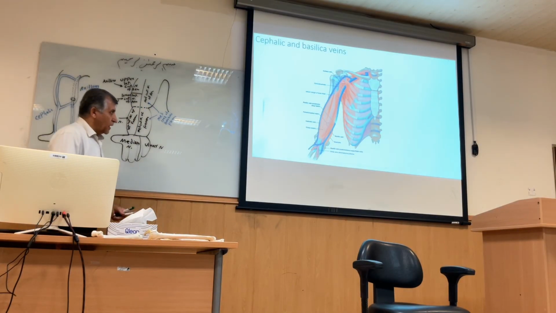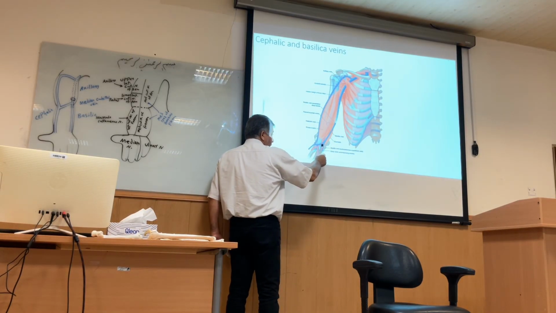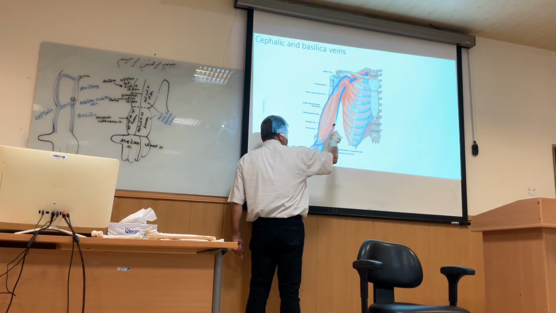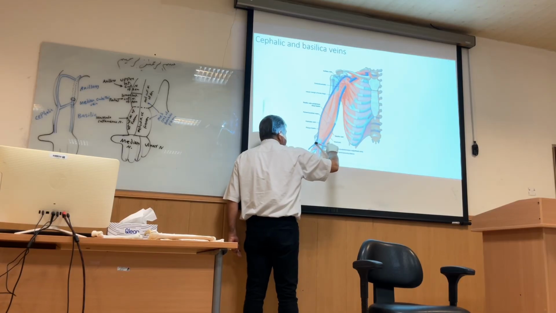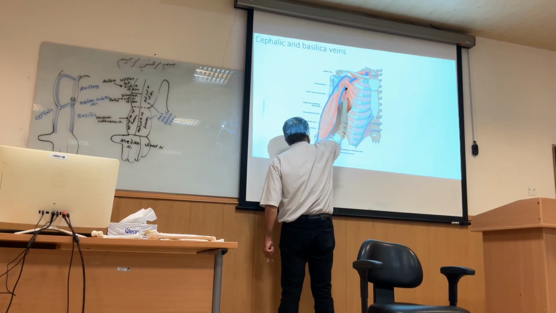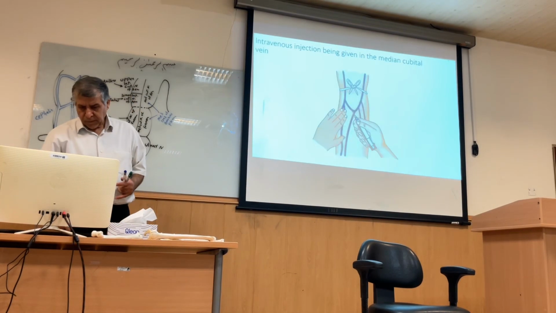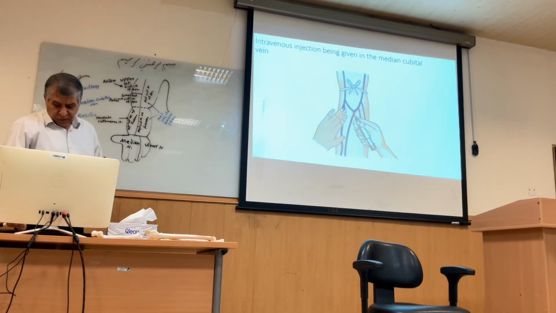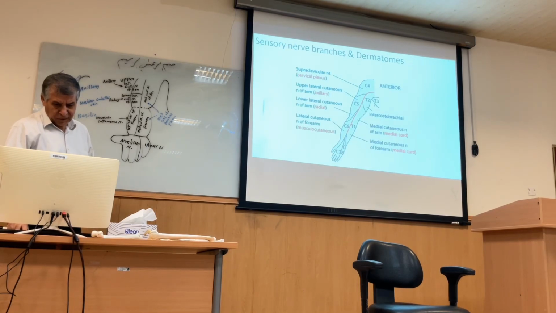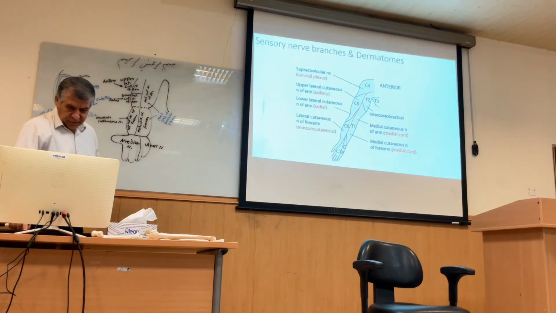In this figure, you can see cephalic and basilic, median cubital vein. Basilic penetrates deep fascia and is changed to axillary. Cephalic drains into the axillary vein at the axillary fossa. Median cubital vein is used for injection and blood sampling. Okay? Blood sampling.